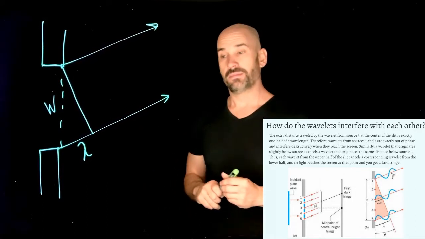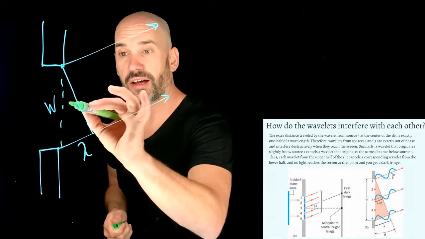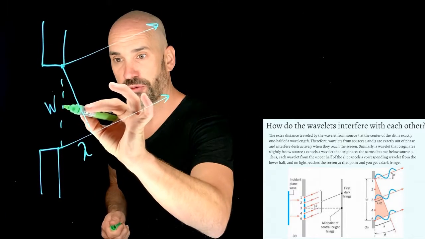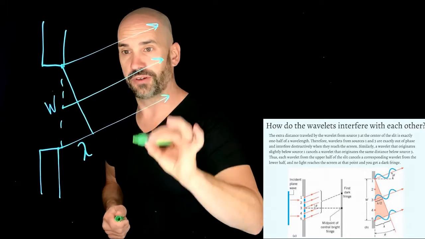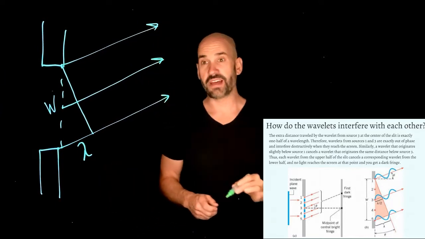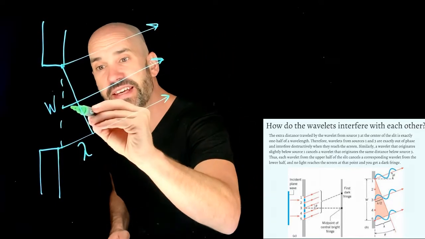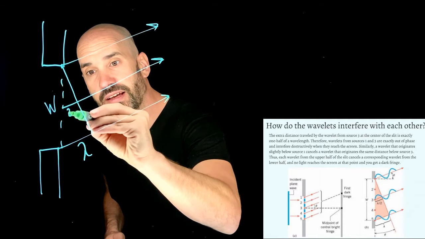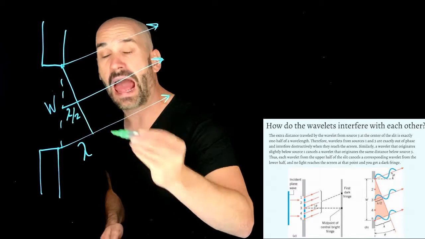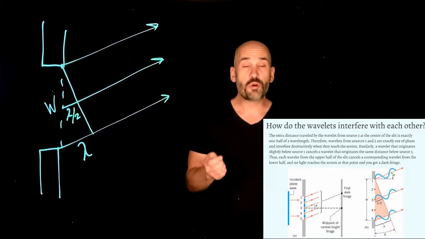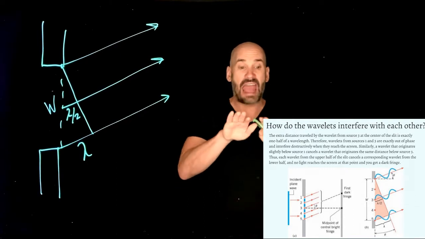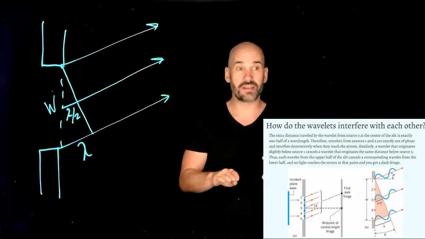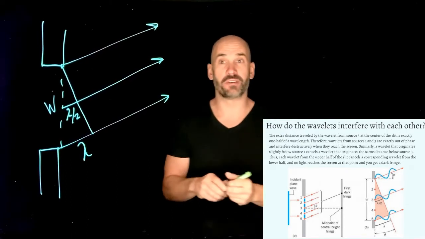And now, let's, for example, look at a third wave that's right in the middle. That's at w over 2 over here, right? If that's at w over 2, then this difference here is going to be lambda over 2, or half a wavelength. Now, if two wavelengths are exactly half a wavelength out of sync, that's destructive interference, right?